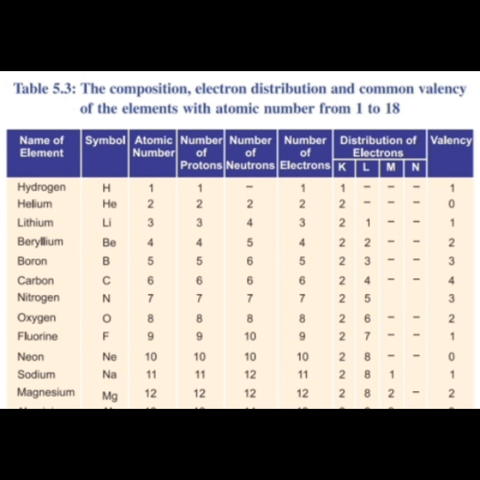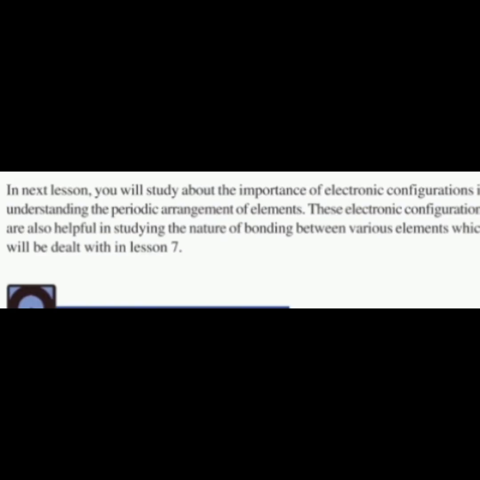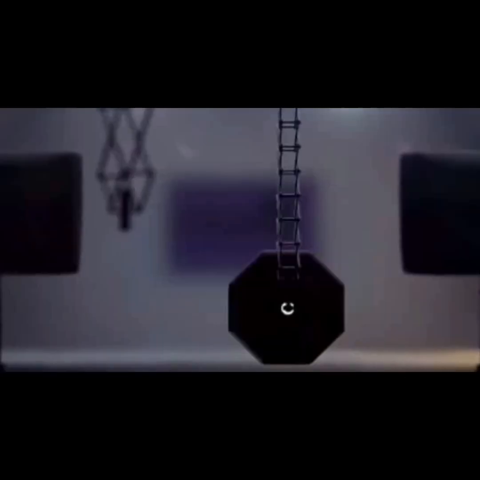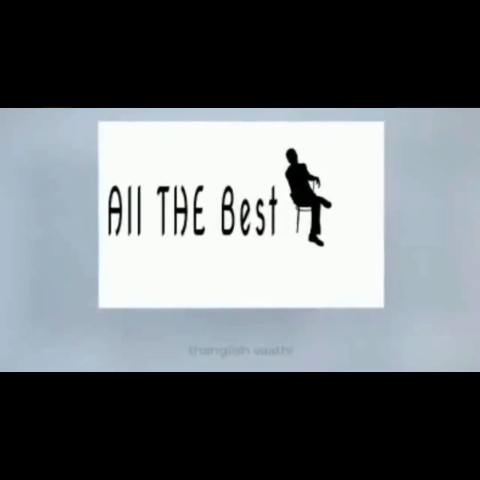Just keep it in mind for knowledge. In the next lesson, you will study the importance of electronic configuration in understanding the periodic arrangement of elements. These electronic configurations are also helpful in studying the nature of bonding between various elements, which will be dealt with in lesson 7. So in the next lesson, we will have the details of electronic configuration.